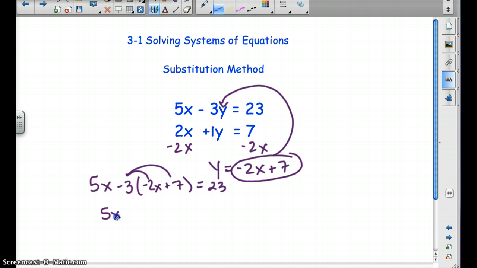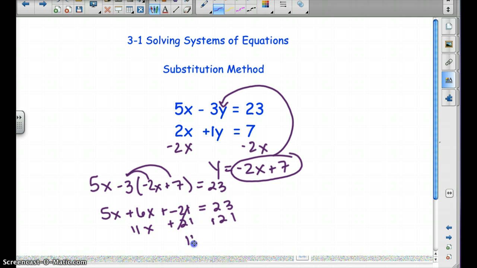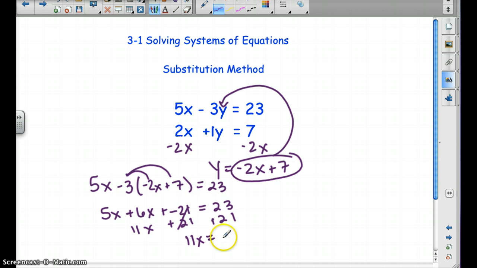So we have 5x plus 6x plus, it'll be a negative 21 equals 23. And we can go ahead and add 21 to both sides, combine like terms, CLT. So 11x equals 44. Then we get x equals 4. So I'm going to plug this then back in for this x.